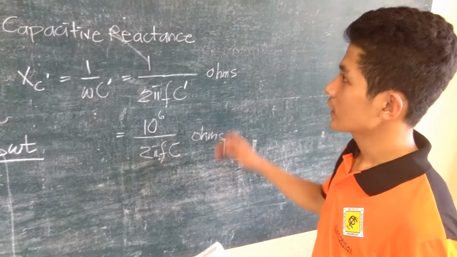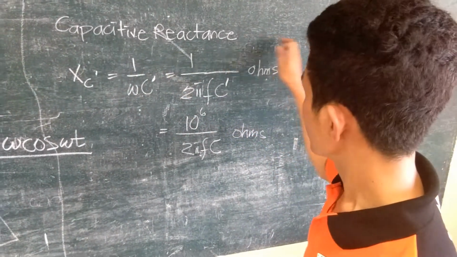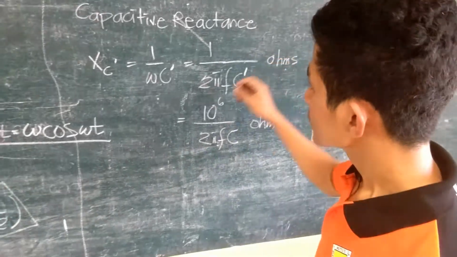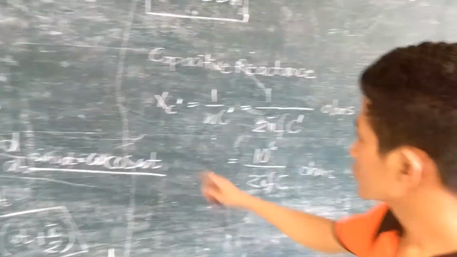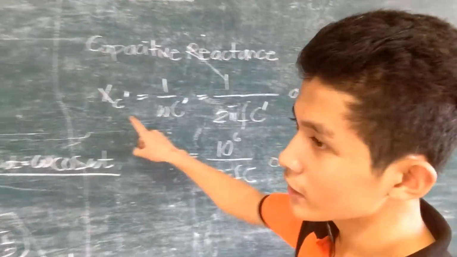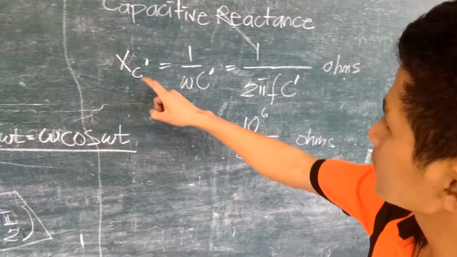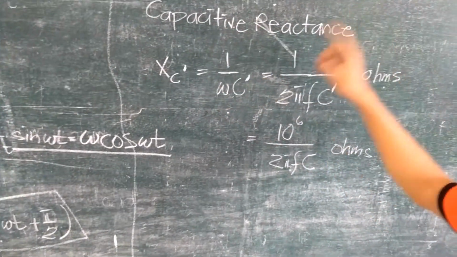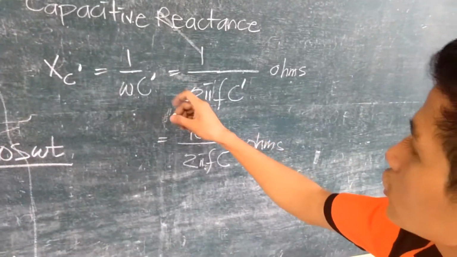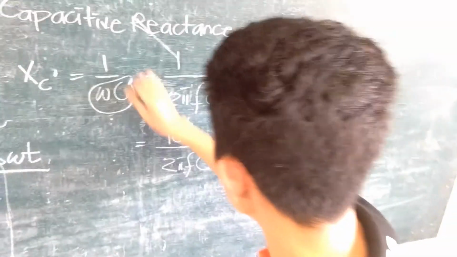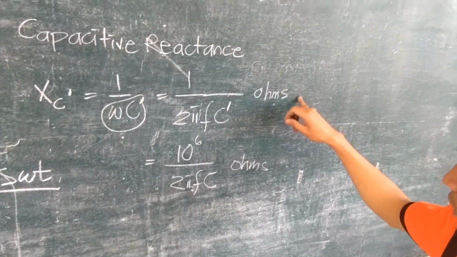Previously, it was discussed all about the inductive reactance. Now, let's also proceed to the capacitive reactance. In here, we will use the XC prime, where the C prime is in the unit of farad. Therefore, XC prime is equal to 1 over omega C prime, which is also equal to 2 pi f C prime ohms.